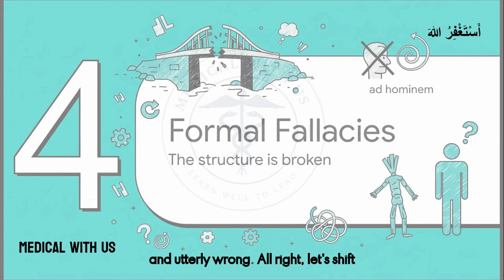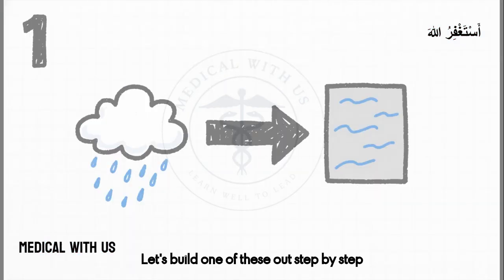All right, let's shift gears for section 4 and talk about formal fallacies. Now, unlike the ones we just covered, the problem here isn't the content. The facts might even be true. The problem is that the logical wiring that's connecting them is just broken. Let's build one of these out step by step so you can see what I mean.